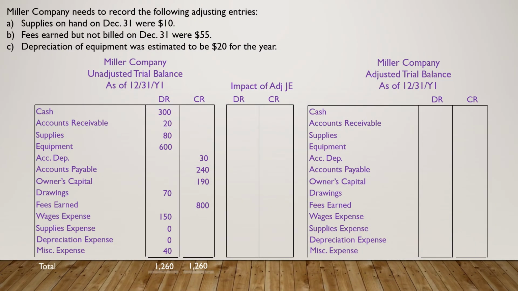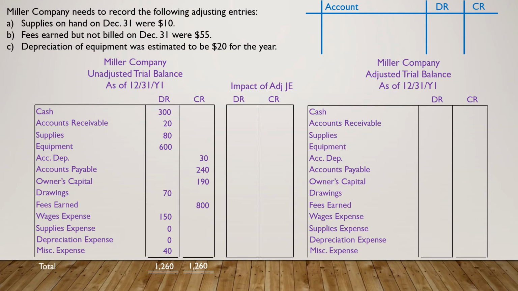This problem can be found on page 12 of your workbook. If you don't have it, you can pause this video and attempt the problem on a blank sheet of paper. I apologize that there's no space for writing journal entries. You may have to use the margin of your workbook. We're looking at Miller Company, which needs to make the following 3 adjusting journal entries: 1 for supplies used, 1 for fees earned but not billed, and 1 for depreciation on equipment.